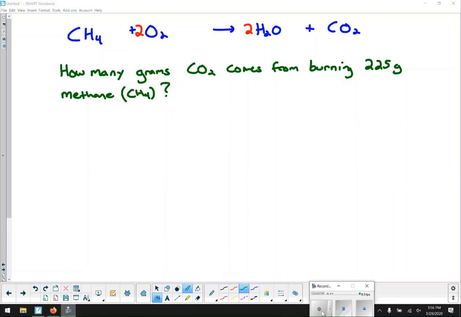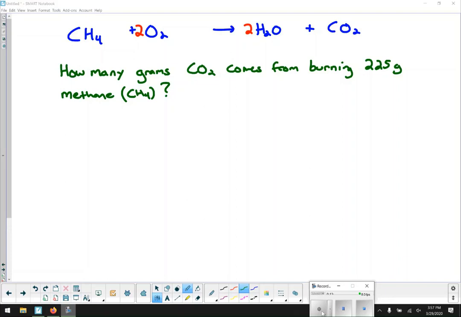Okay, so here we have another basic type of stoichiometry problem, using methane plus oxygen. I've already balanced the equation. We can cover balancing a little bit again, but you should be fairly comfortable with balancing. So this is the combustion of a hydrocarbon. Methane plus oxygen gives you H2O and CO2, water and CO2, which is what combustion of any hydrocarbon will give you. How many grams of CO2 comes from burning 225 grams of methane?